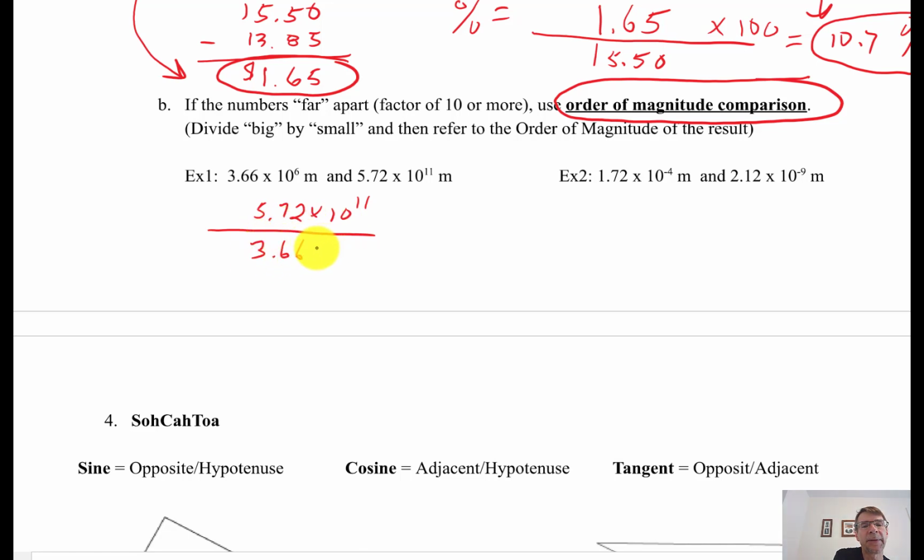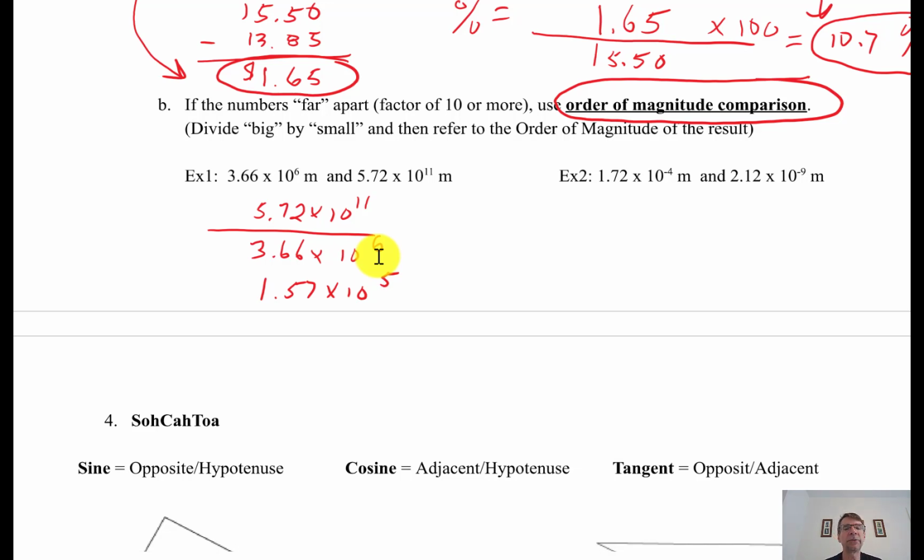So the rule here for comparing numbers that are far apart like these two, they're orders of magnitude apart. In other words, 10 to the 11th is 5 factors of 10 bigger. So there's really no sense of making a percent comparison here. But what you do when you compare those two numbers is you take the big number, and this comes with practice, divided by the small number. That's 1.57 times 10 to the 5th. And there's no units there because you divide meters by meters. There's no units. That's a comparison of how much bigger the big number is.